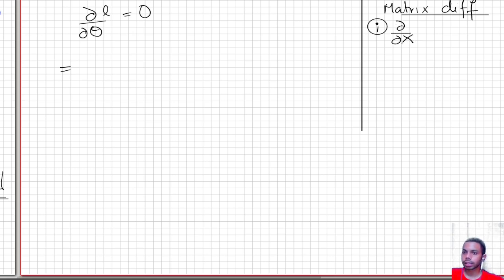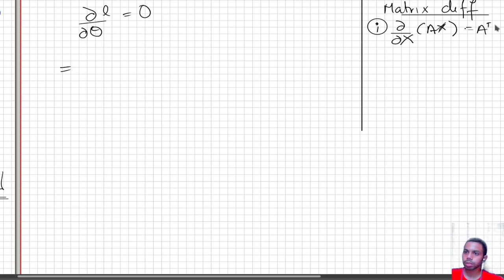So del x, del x Ax would effectively just be A transpose. While I do these, maybe you can draw parallels in your mind with respect to what it would have been if these were not matrices. So this would have been just a constant, but we have the transpose of the constant over here.